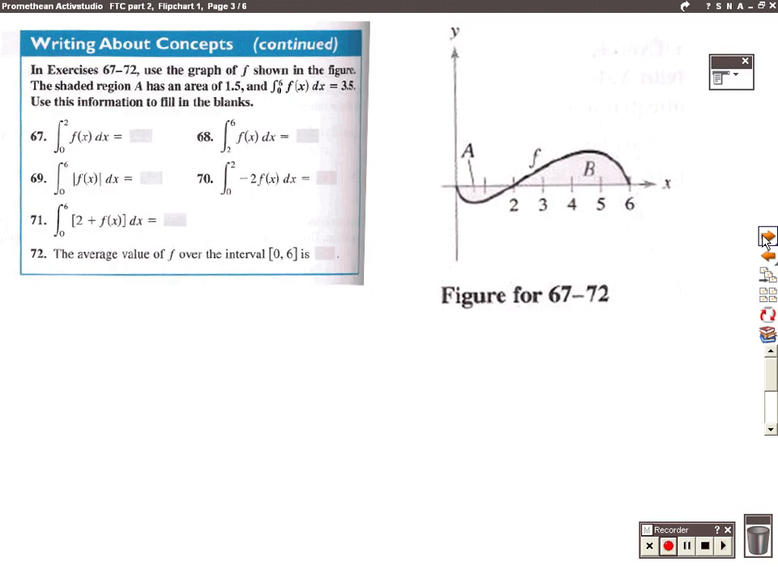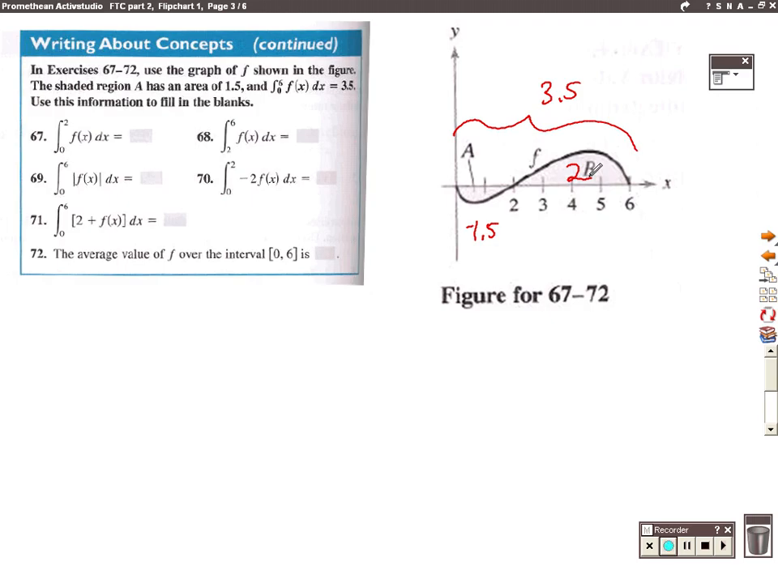We're going to use the graph. The shaded region A has an area of 1.5, so I'm going to put it down here, and I'm going to put a negative 1.5. And 0 to 6 has an area of 3.5, so all of that area together is 3.5. And so if this is negative 1.5 and this is 3.5, then the area of B would be 2.